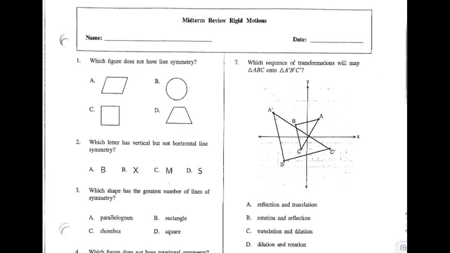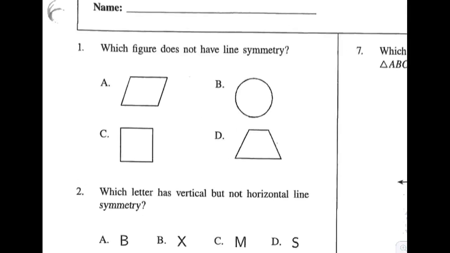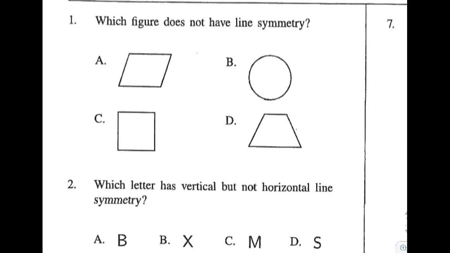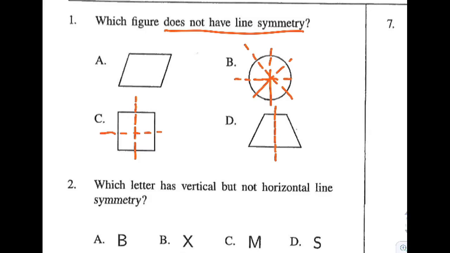So this is the rigid motions page of the midterm review. We'll start with number 1, which I know some of you did the other day. Which one does not have a line of symmetry? I can fold C that way or that way and have it line up. I can fold D that way and it will line up. I can fold a circle any way through the center, it doesn't matter. There's an infinite number of lines of symmetry, but there's no way to fold that.